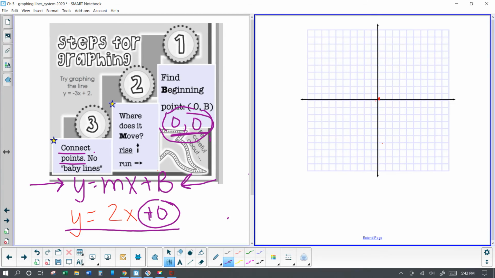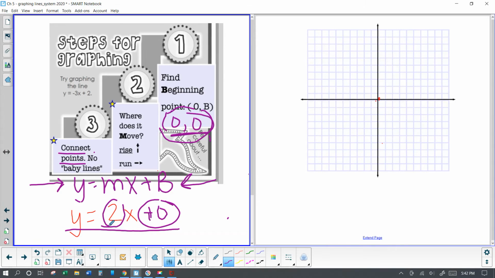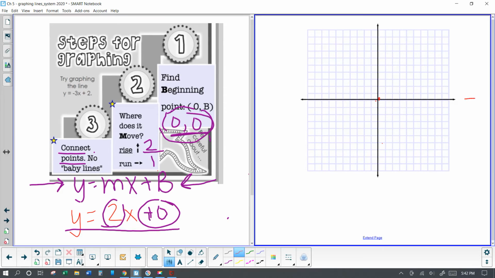My slope number in this equation is going to be 2. If it's a whole number, my run is always positive 1. So I'm going to be rising 2 and running 1. And I'm running in the positive direction. Remember, my x-axis is positive here, negative here. My y-axis is positive going up, negative going down.